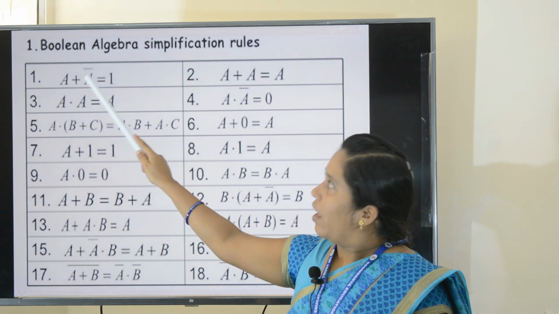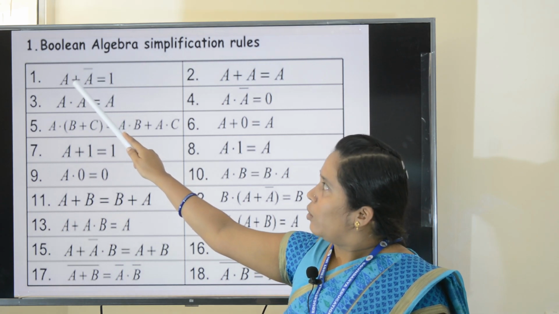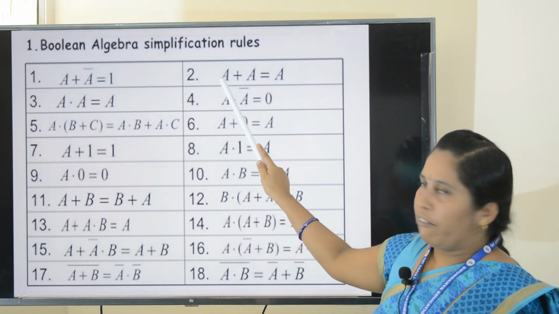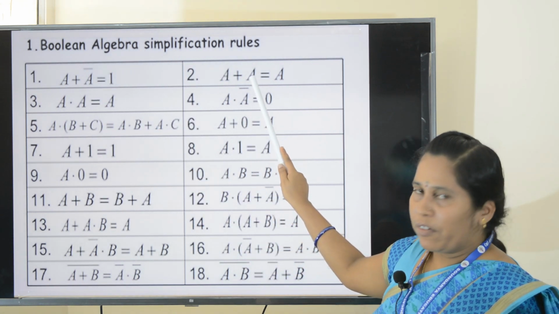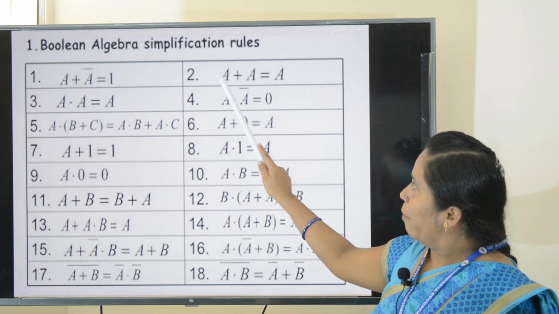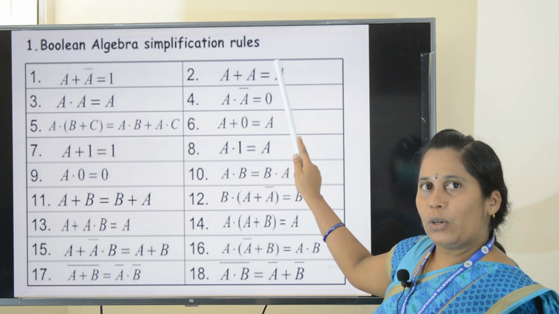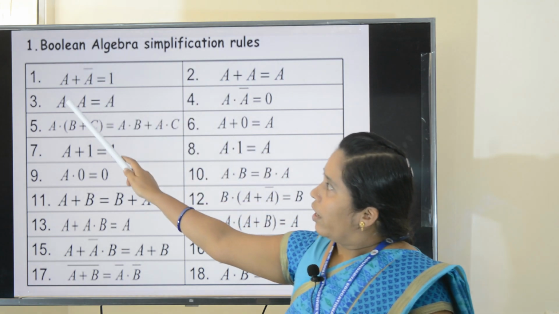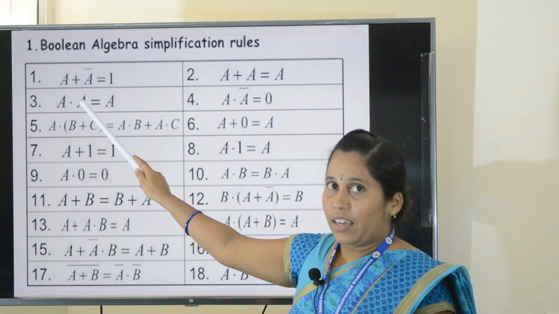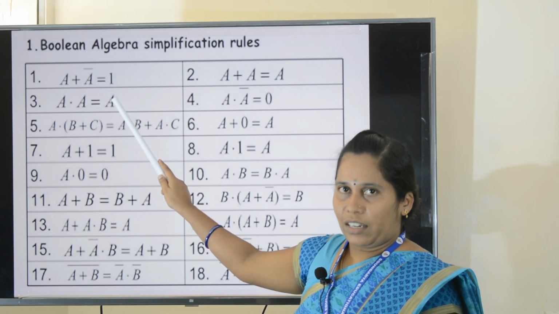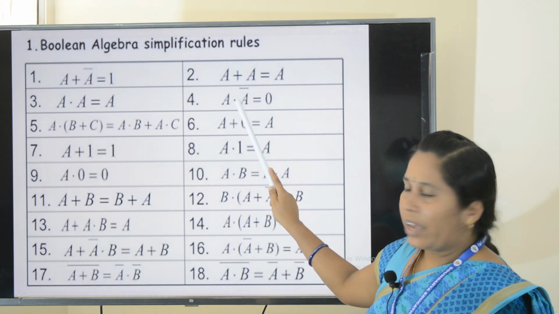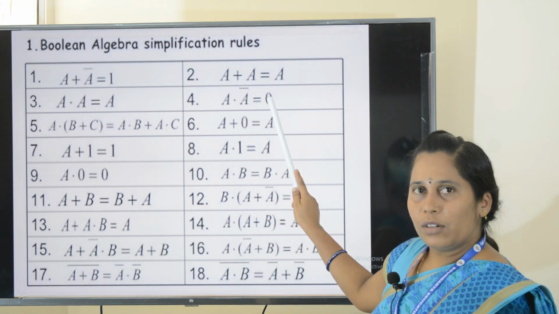A variable and its complement added together is equal to 1. The second rule, a variable and the same variable added together is equal to A, that is A plus A is equal to A. The third rule, A into A, a variable multiplied by the same variable, is equal to the variable A only. The fourth rule, A into A bar is equal to 0.